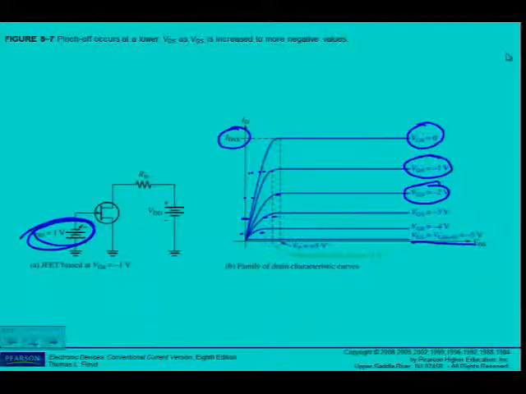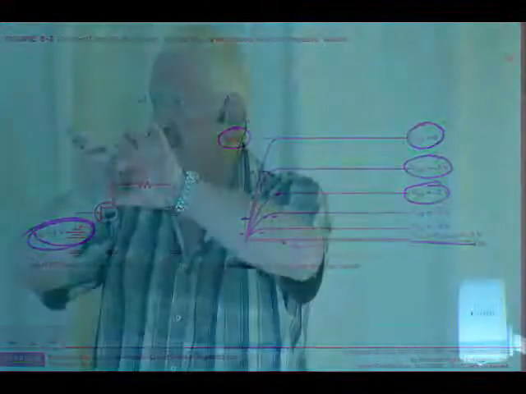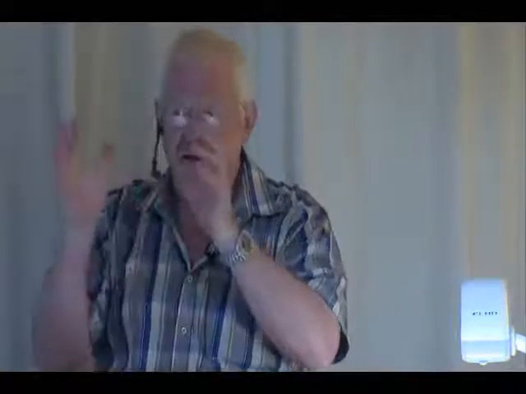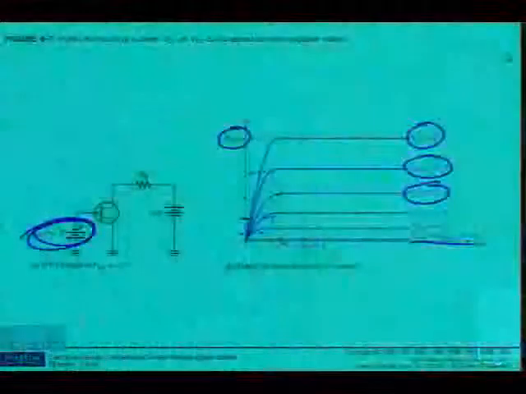What happens at this stage? That's when the two depletion regions touch each other and the channel is completely closed and no current flows through the device anymore, né? So remember again, no biasing, maximum current, because then the channel is open. As I start biasing, I'm starting to close the channel down until it's completely closed down and ID becomes 0.